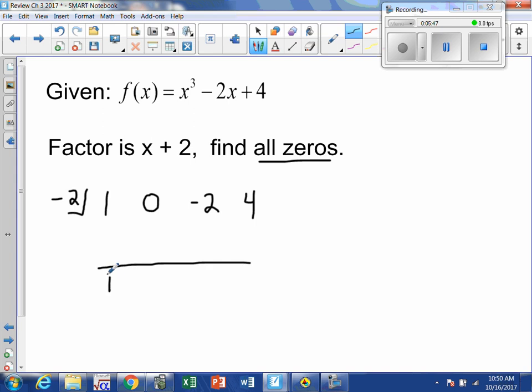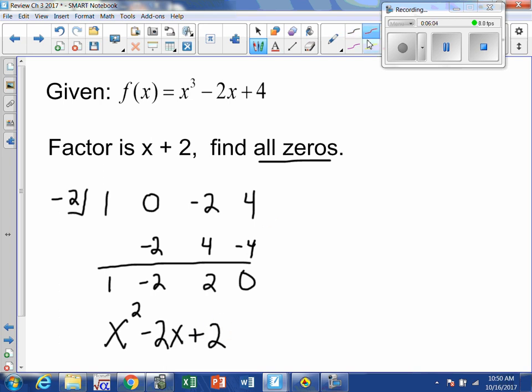So we drop the 1, we multiply, we add, we multiply, we add, we multiply. So we get 0, which is good since we're told that it is a factor. And so we're left with x squared minus 2x minus 2. Well, to solve that, we're going to need to use the quadratic formula.